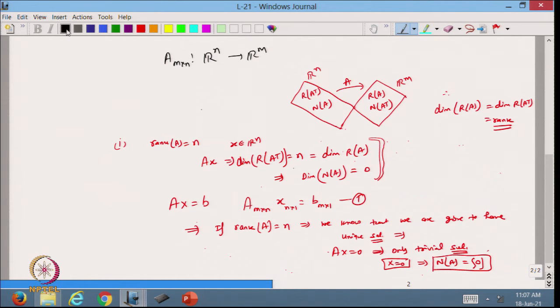That is why I have taken this here, that we have already done. So from there we can conclude that if the rank of the matrix is equal to the number of variables, then the corresponding null space is going to have only the 0 element.